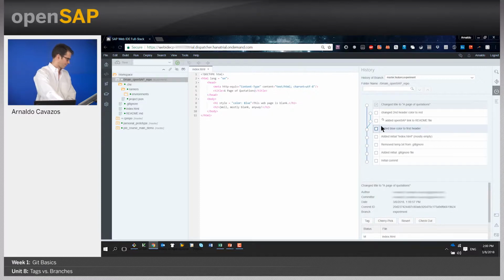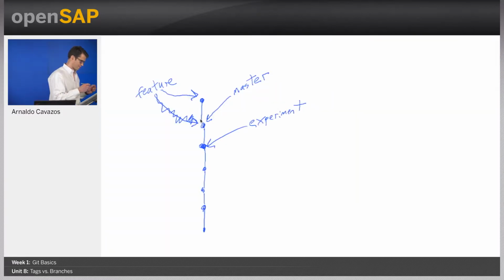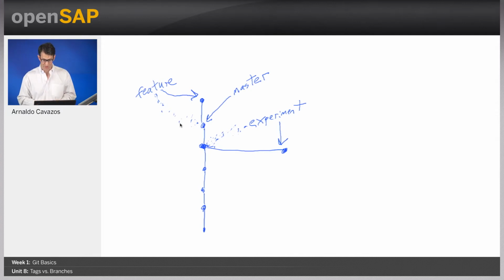Let's go back to the drawing. Now, experiment isn't pointing here anymore. We've created another commit off to the side, and experiment is pointing there. Let me just see if I can erase this to make this a little more clear. Not ideal, but it works. You get the idea. So now experiment has created a divergence in revision history off to the side.